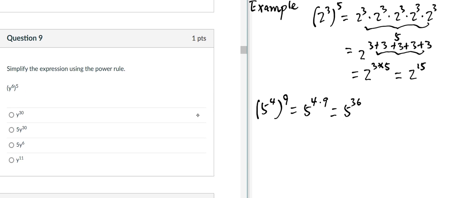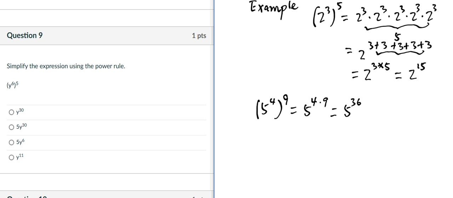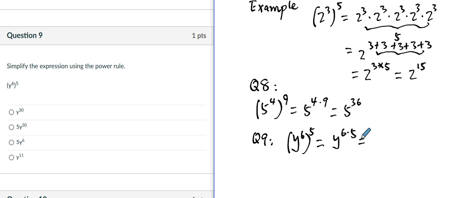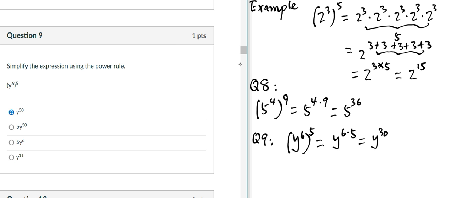Now here, we like to work on the variable. That was 8. And here is 9. So question 9. What we'll do is y to the 6th, then to the 5th power. So then you know between 5 and 6, 6 times 5. That will give us y to the 30th power. Y to the 30th power is right here. So that's it.